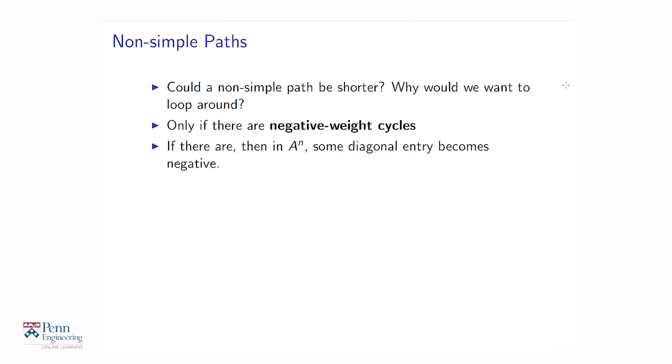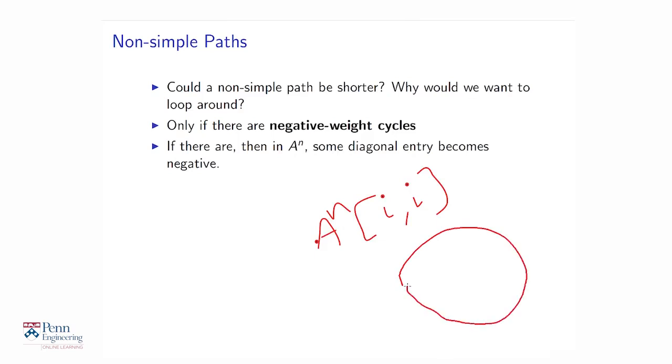So again, A to the n contains the smallest weight of any n-hop path between a vertex and another vertex. So if you look at A to the n of i for some i, suppose this i is a vertex on this negative weight cycle. We are assuming a negative weight cycle exists like this. This is a cycle with many edges on it. So say i is a vertex like this on the cycle, right here.